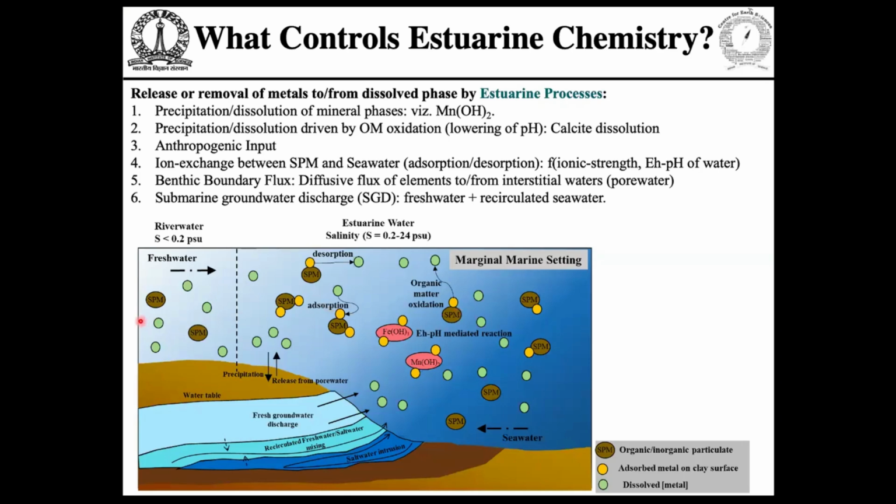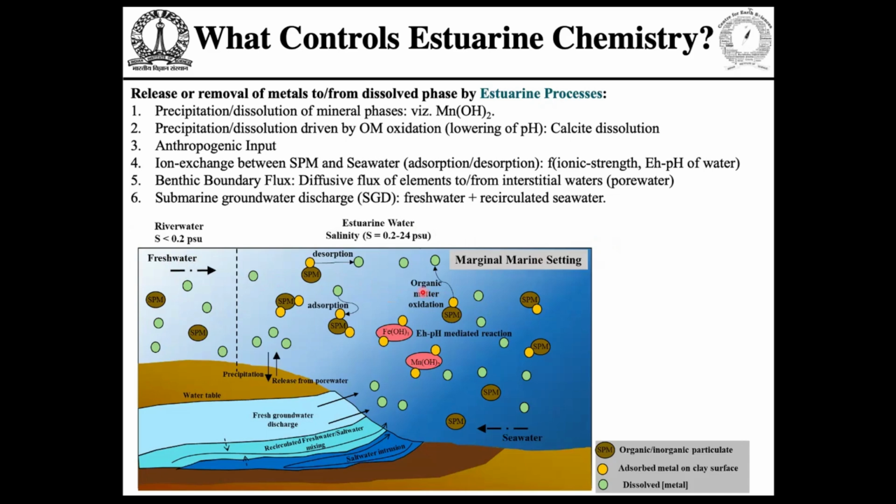So this is a schematic diagram of what happens in an estuary. We are at the freshwater end member. We are moving to some saline water end member, and on the right-hand side is open ocean seawater. So salinity around 0.1, salinity around 31. So in between, all these processes take place.